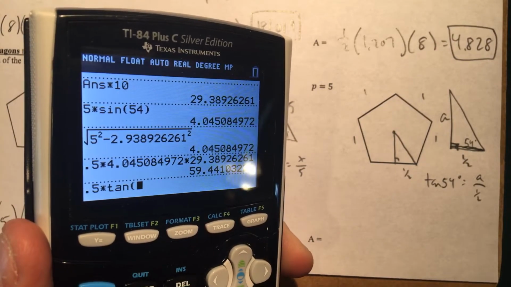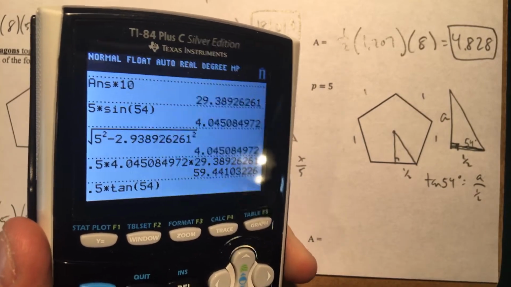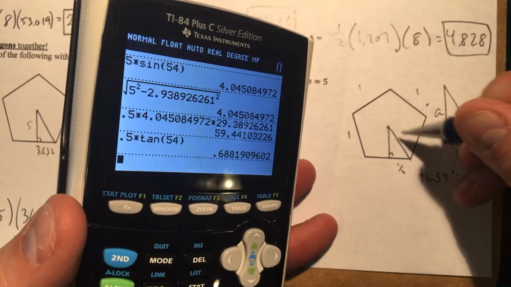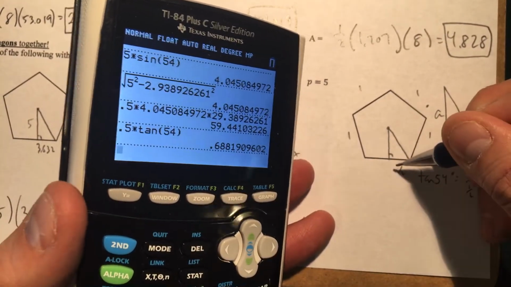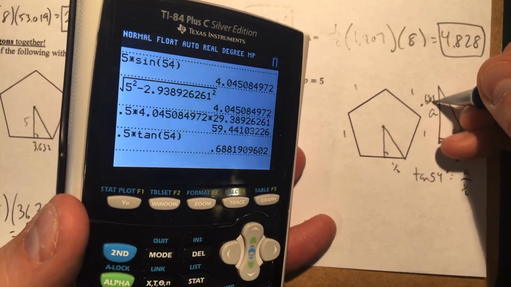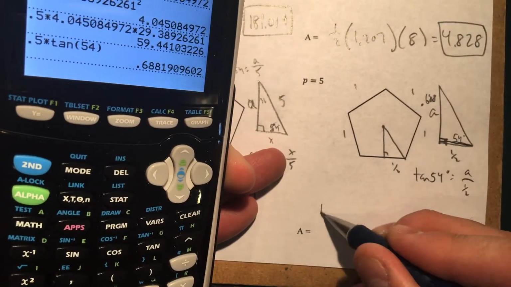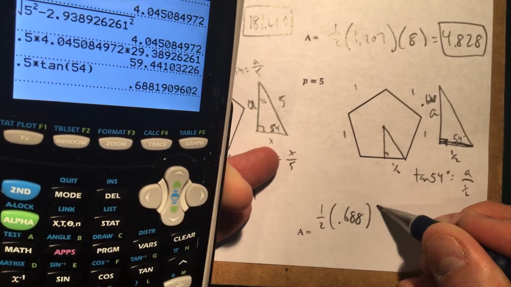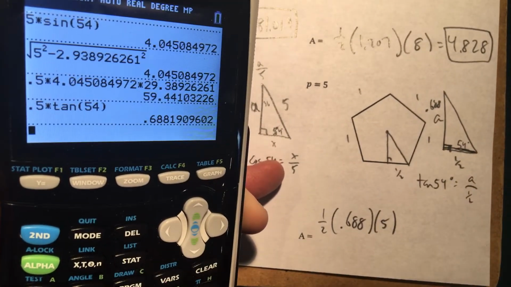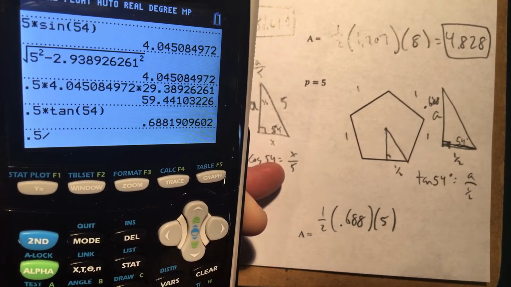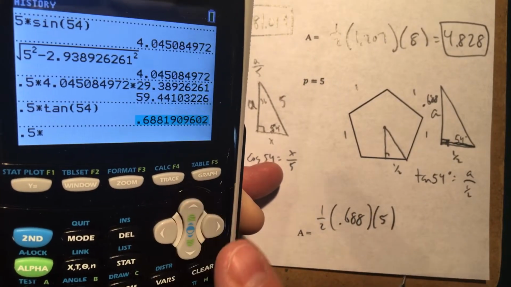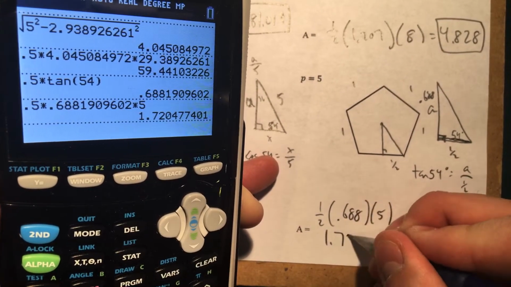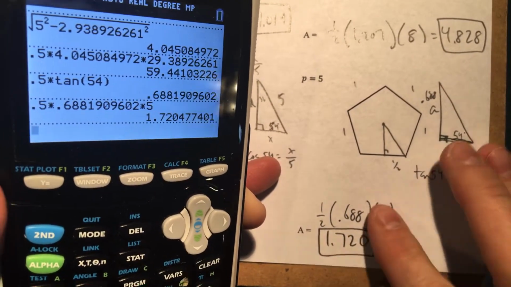1/2 times the tan of 54. What button did I push? So I'm going to get that, which is my up. Oh, it's not even 1. Well, of course it's not 1, because this whole thing is 1, right? The whole side, 0.688. So now I've got my 1/2 times the apothem times perimeter. So I'm going to go 1/2 times the apothem times the perimeter. 1.720. Hey-oh. Now that was cool.